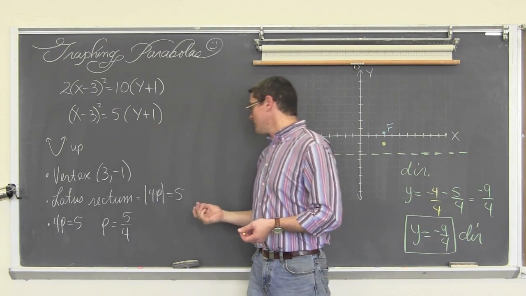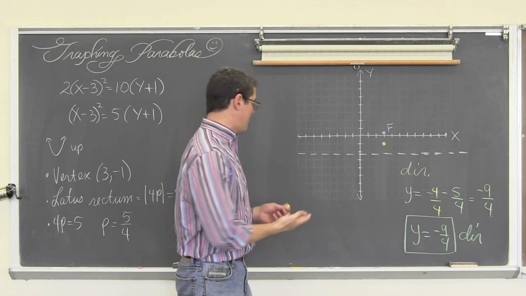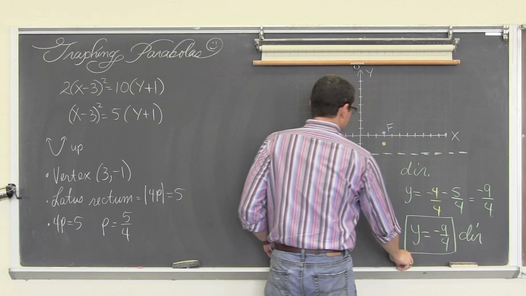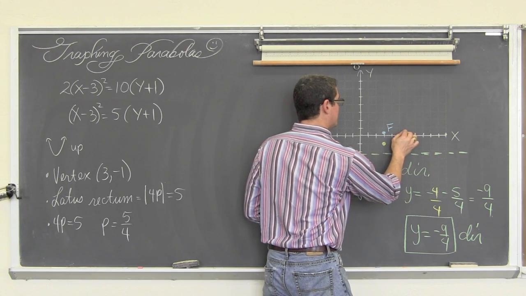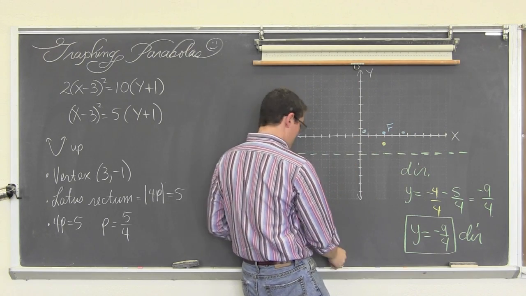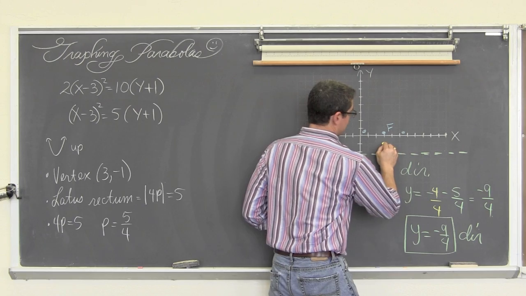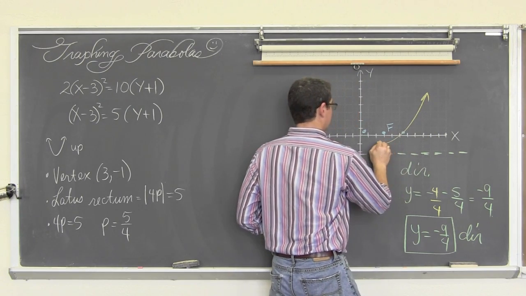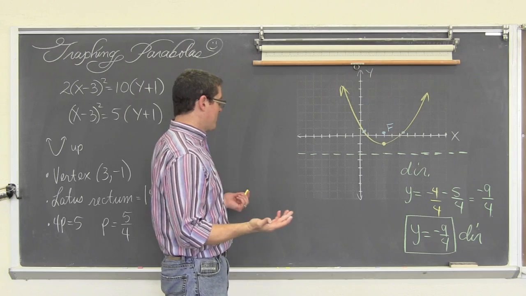Our latus rectum is 5 units long, so we're going to go left and right 2.5 units. So let's go 2.5 units to the right and 2.5 units to the left. That's going to give us a parabola that looks something like this. Good enough.